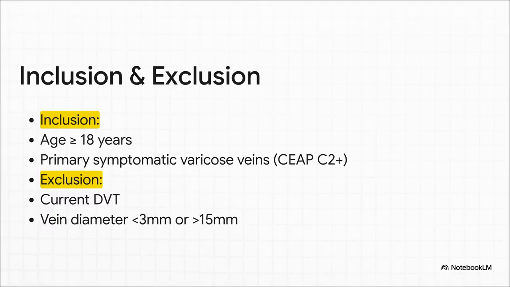Now, if you want to add a little extra polish to your answer, something that makes you sound like you've really dug in, mention a couple of the inclusion and exclusion criteria. It's a great touch. For example, you could say they included patients with CEAP class 2 or higher, but, and this is a really good point to make, they excluded patients with really small or really large saphenous veins. That's a key detail, right? It tells you something about who these results really apply to.